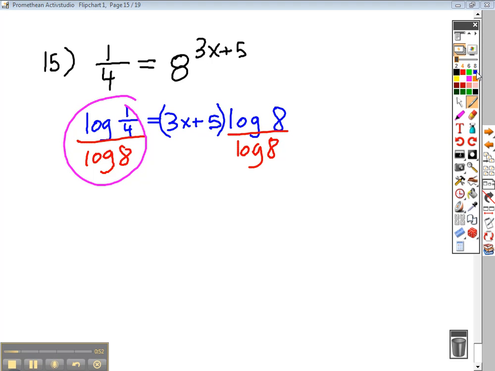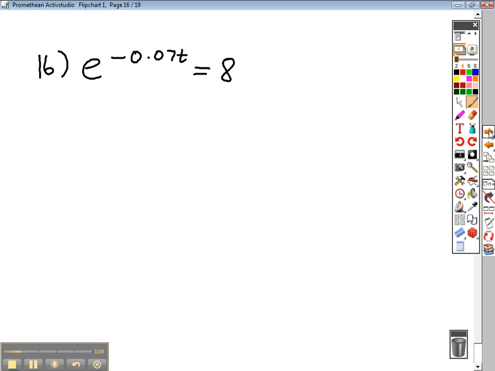Okay, so it comes out to be negative 2/3 or 0.667 equals 3x plus 5. And you solve it the same way. Subtract 5 from both sides, divide by 3. If you're wondering, see the previous podcast. Problem number 16, same thing.